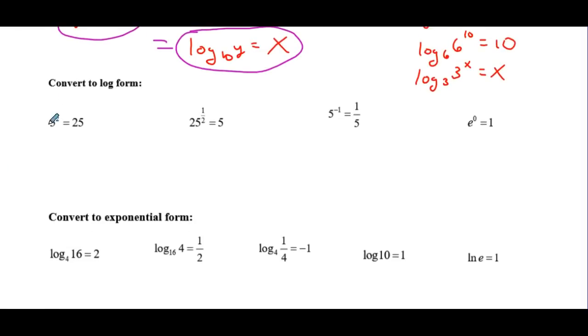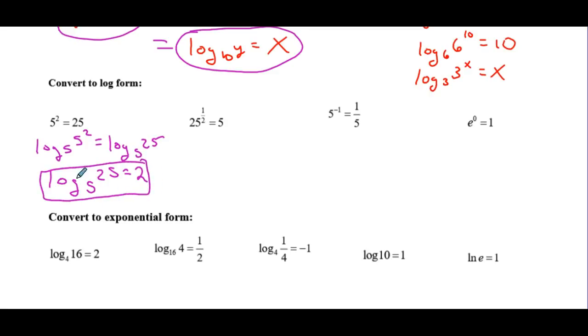So if I'm converting to log form and I have 5 to the second power equals 25, the long way would say log base 5 of 5 squared equals log base 5 of 25. Cancels out, and I'm left with log base 5 of 25 equal to 2.